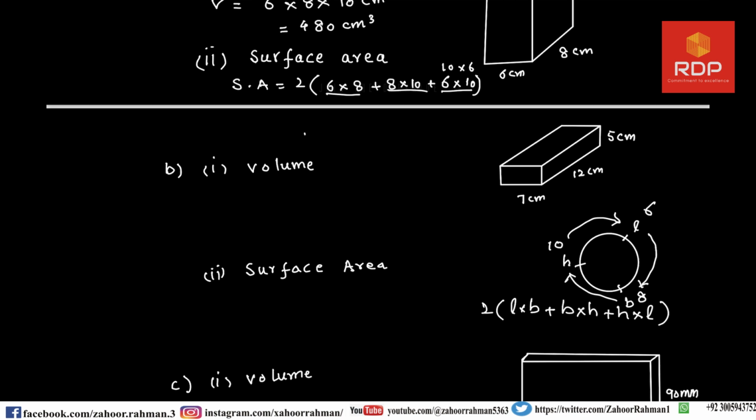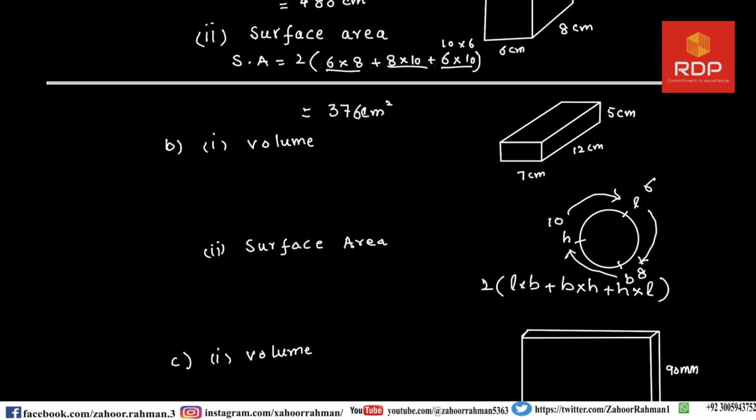So if we calculate all these things, we will get 376 centimeter square, because this is the area, so area must be in square. If it is volume, as in the first case, then it is in centimeter cube, but because this is surface area, it must be in centimeter square.